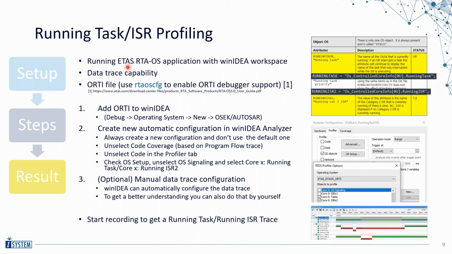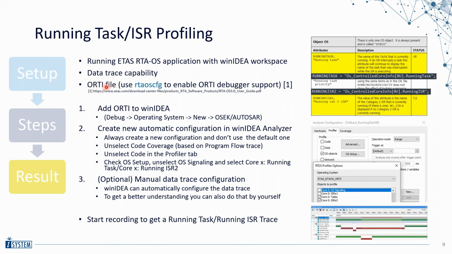The second thing we need is data trace capability. Ideally, running task, running ISR profiling is done via data trace, and I will talk about that in a second. If you don't have data trace, there might be other ways of doing that, but ideally you have data trace available. And then finally, you also need a so-called ORTI file.